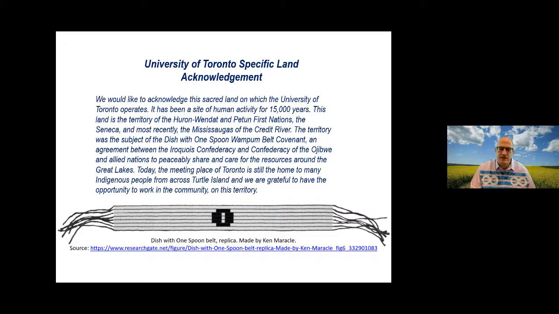One interesting aspect of our traditional lands on which the university resides is this Dish with One Spoon Wampum Belt Covenant. This actually was an environmental treaty between multiple nations hundreds of years before Rachel Carson wrote Silent Spring and launched the Western world's drive towards environmental sustainability.